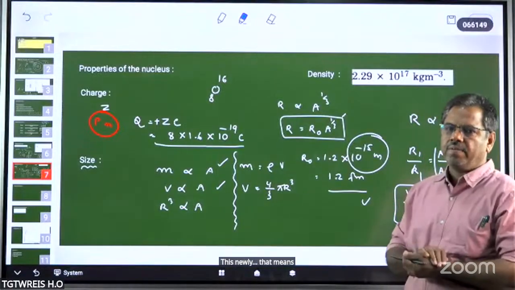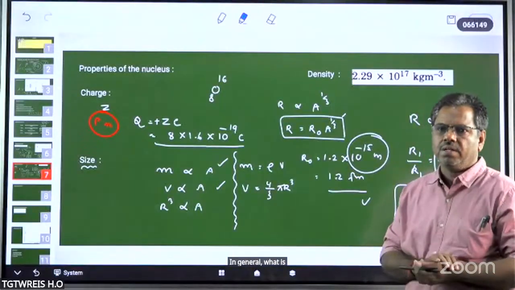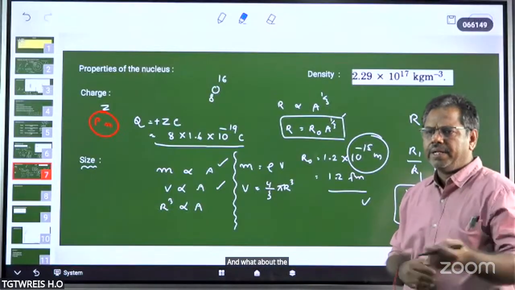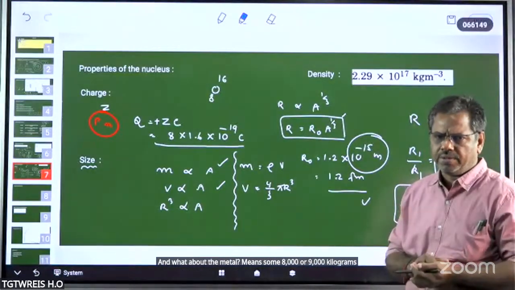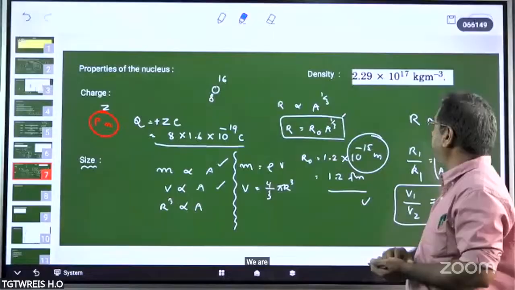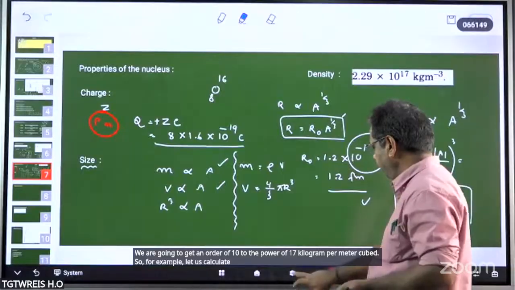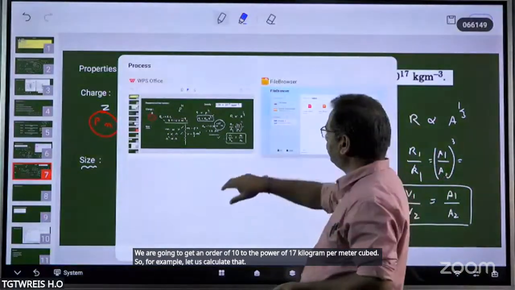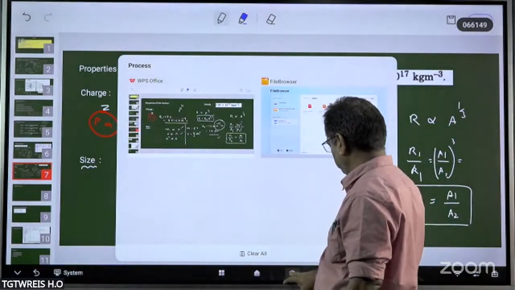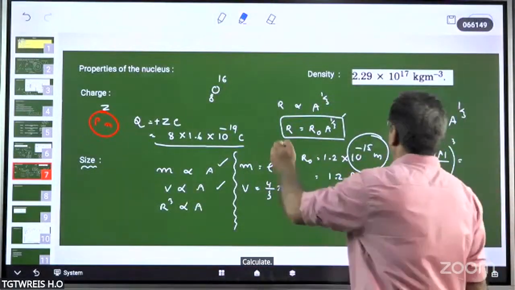That means for nuclear matter we have a different kind of density. In general, the density of water is some 1000 kilogram per meter cube, and for metal some 8000 or 9000 kilogram per meter cube. But when you take the density of the nuclear matter, you are going to get on the order of 10 to the power of 17 kilogram per meter cube. So for example, let us calculate that.